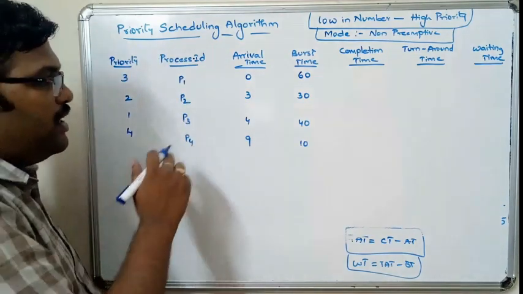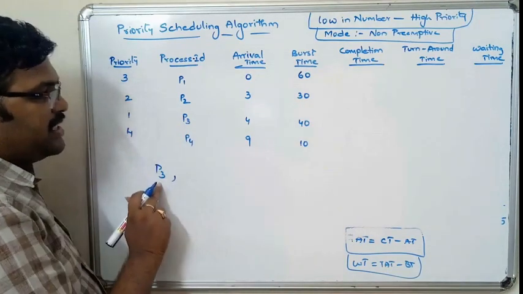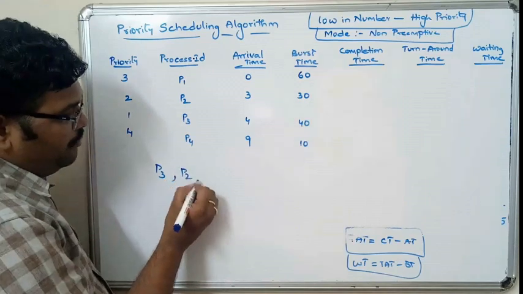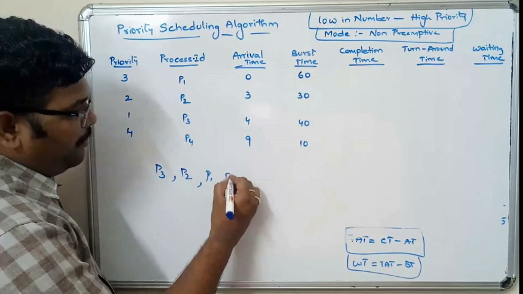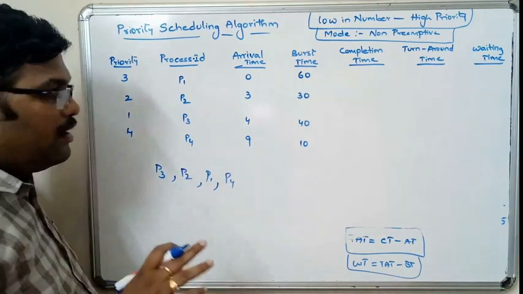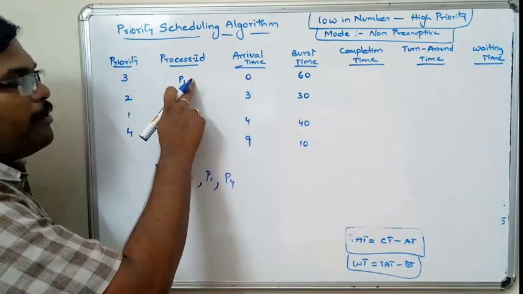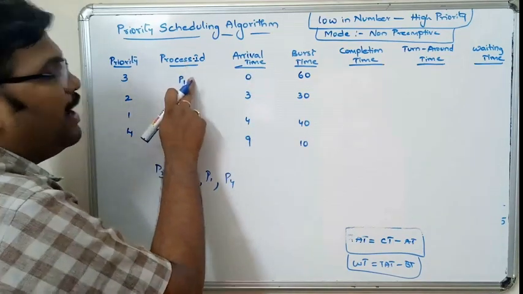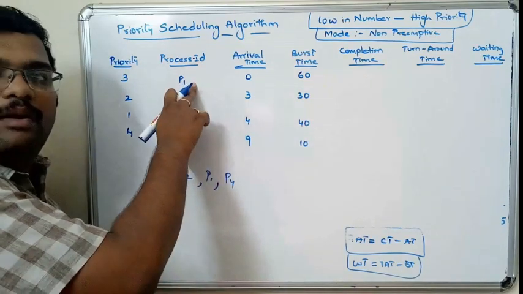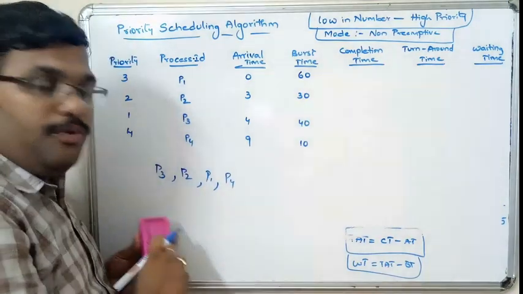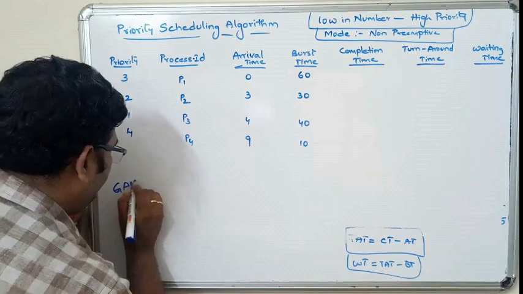Now among these processes, which one has the highest priority? P3. Then the second highest priority is P2, the third is P1, and the fourth is P4. But at time 0, only one process is available in the ready queue, that is P1, which has the third priority. Even so, P1 will be executed by the CPU first. Let us prepare the Gantt chart.